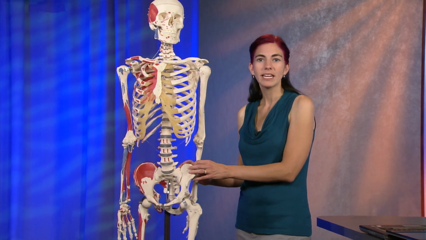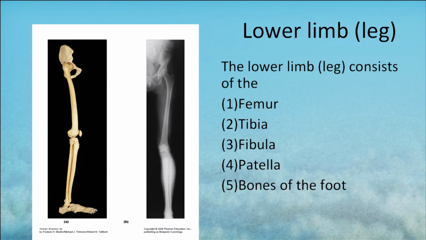The lower limb consists of multiple bones, so you might want to get out a piece of paper and write these names down. We have the femur, the tibia, the fibula, the patella, and finally we have a series of bones that make up the foot. So what we're going to do is work our way from the pelvic girdle down all the way to the foot and take a look at which bones are which.